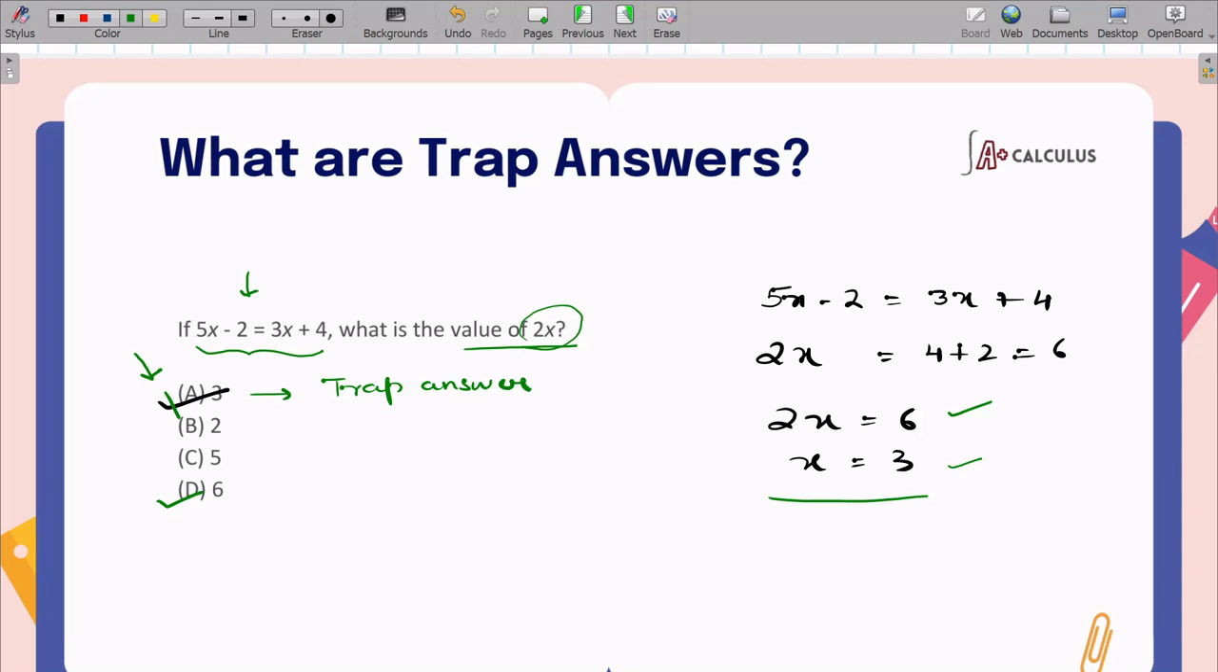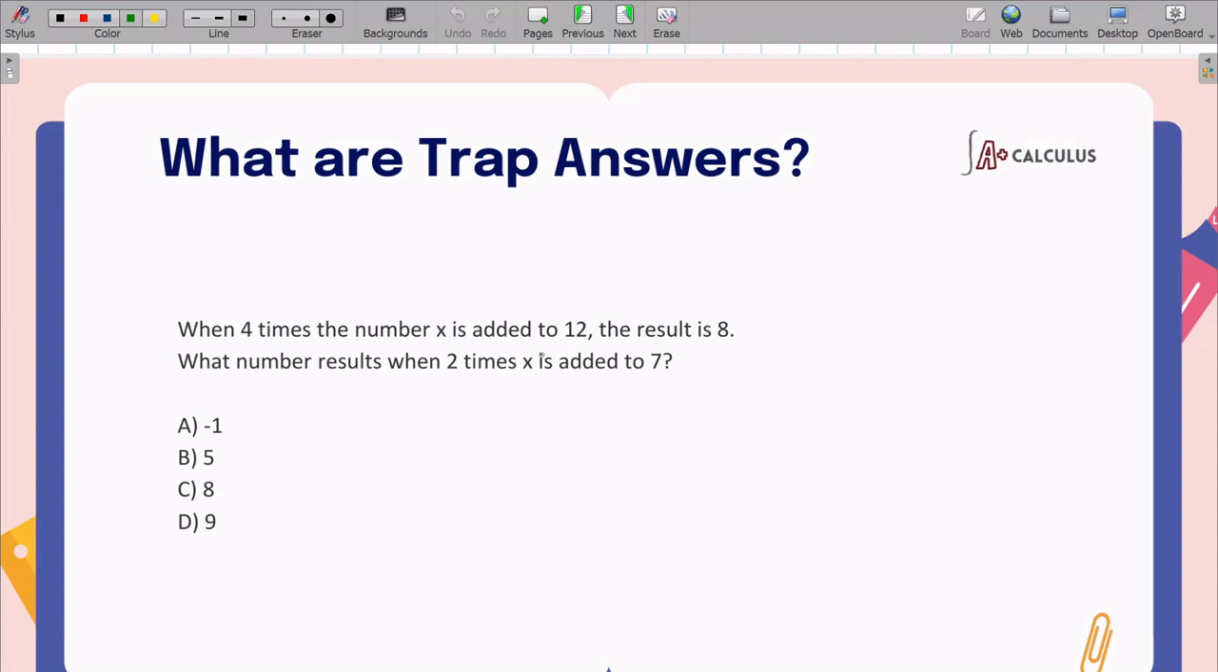Let's look at another trap answer. When 4 times the number is added to 12, the result is 8. Okay, 4 times the number x, that means 4x, is added to, that translates to plus, added to 12. The result is means equality, 8. That's your equation. Now again, you will make the same mistake. You will try to simplify. You will try to find out the value of x.